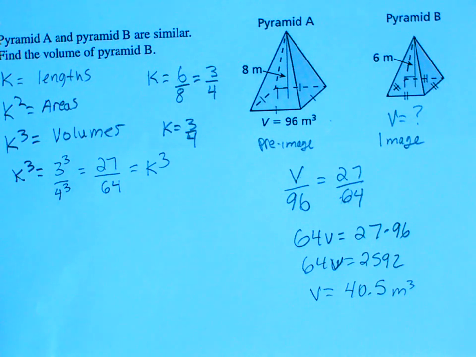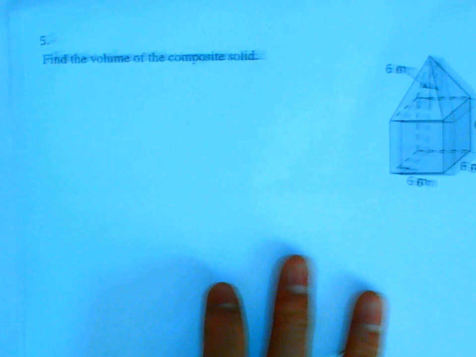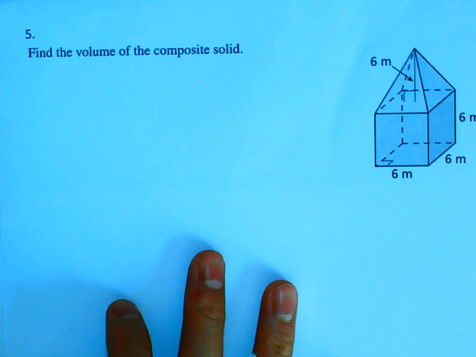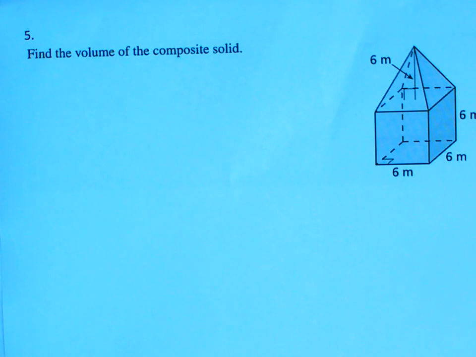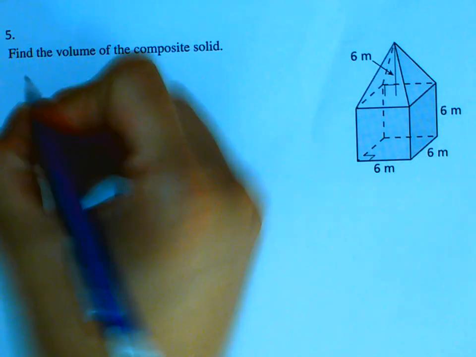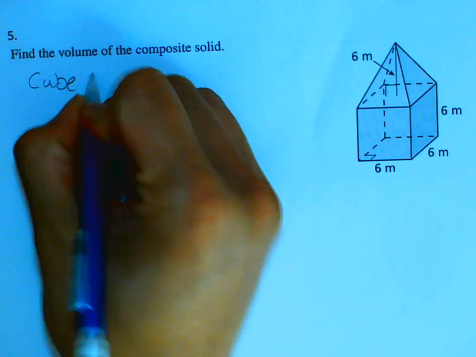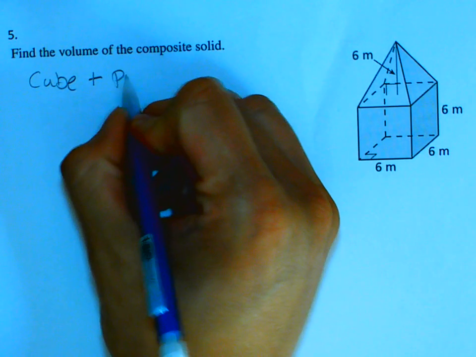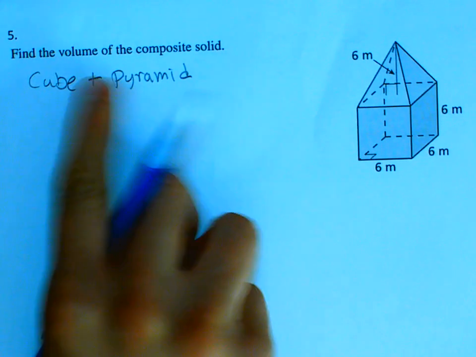Let's go ahead and do the last problem, example 5. In example 5, it says find the volume of the composite solid. So composite solid pretty much just means that you have two solids either stacked on top of each other or taken out of the diagram. So we have two solids. In this case, we have a cube and we have a pyramid.